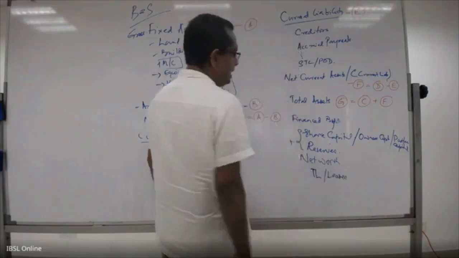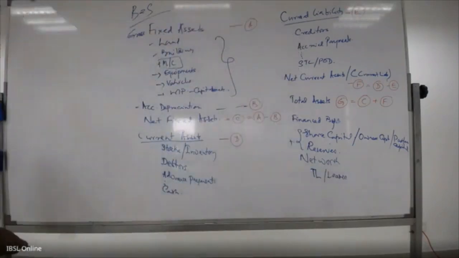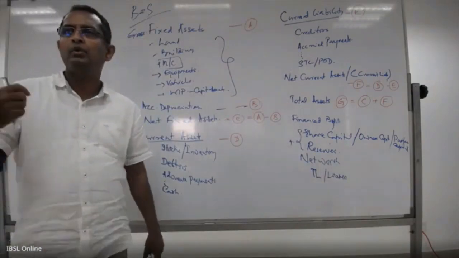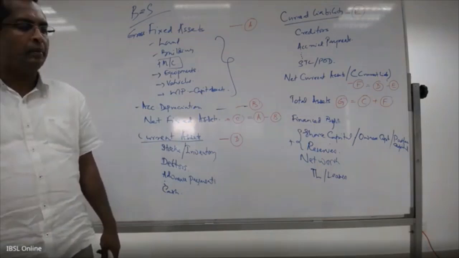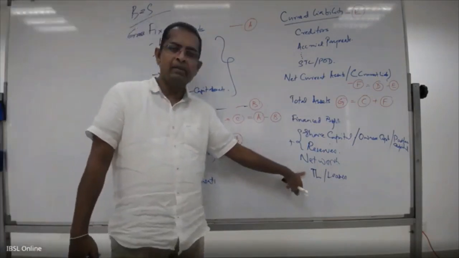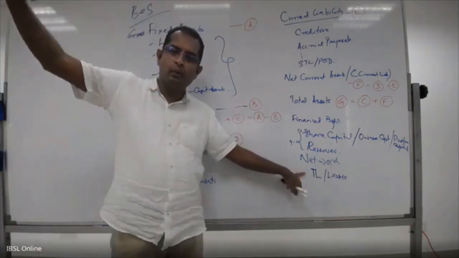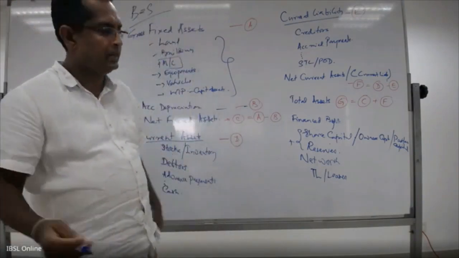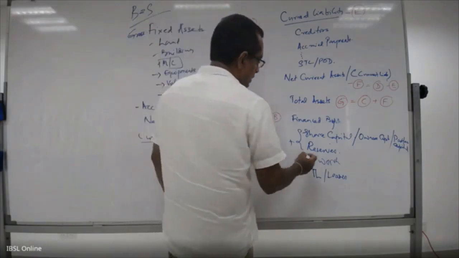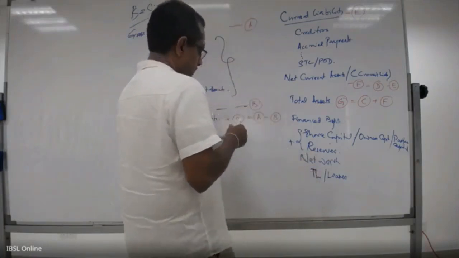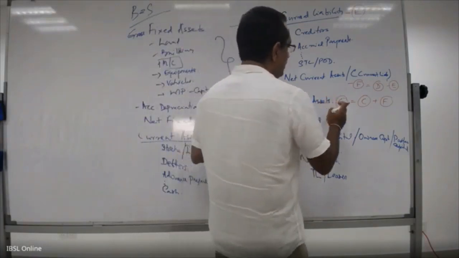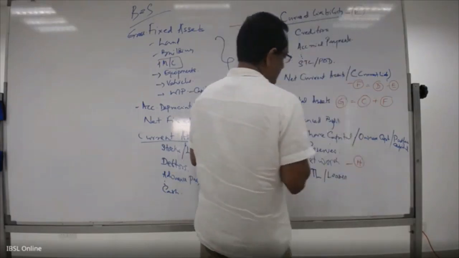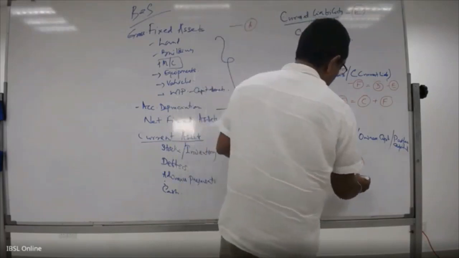Any facility which needs to be repaid over a period more than 12 months. Any bank facility which needs to be settled over a longer period of time comes here, long-term facilities. Then I have net worth, H. Then I have term loans, I.